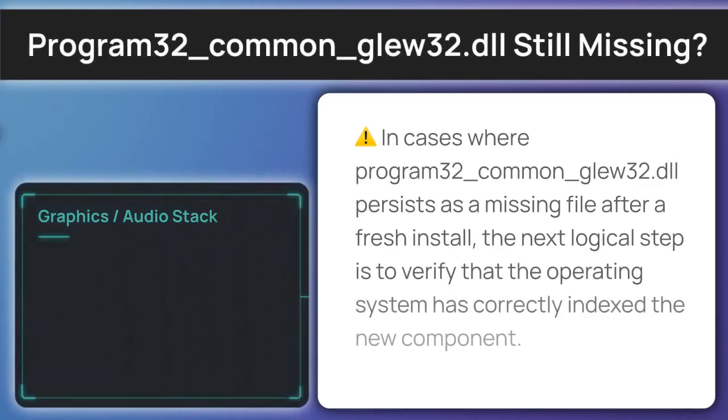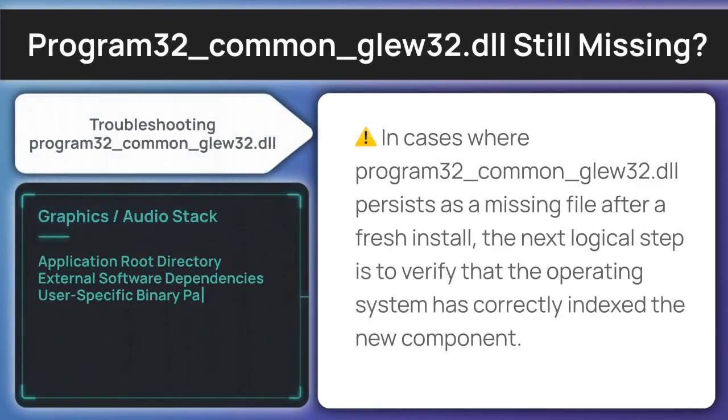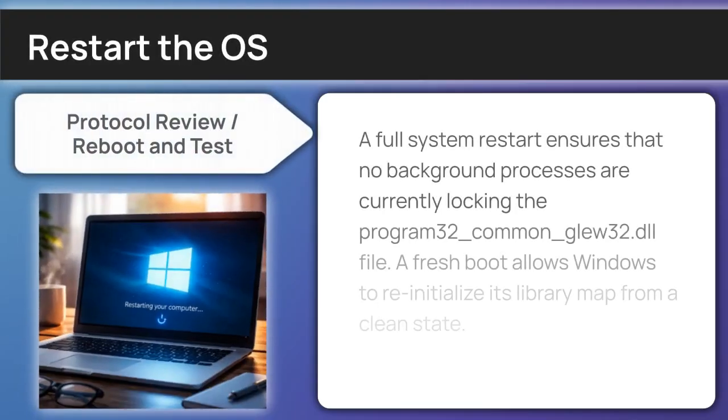When a standard reinstall doesn't cut it, we move to advanced diagnostic steps to ensure the system is properly configured. A standard restart allows the Windows bootloader to rescan your system directories and potentially recognize an unregistered Program 32 Common OpenGL Extension Wrangler 32 component.